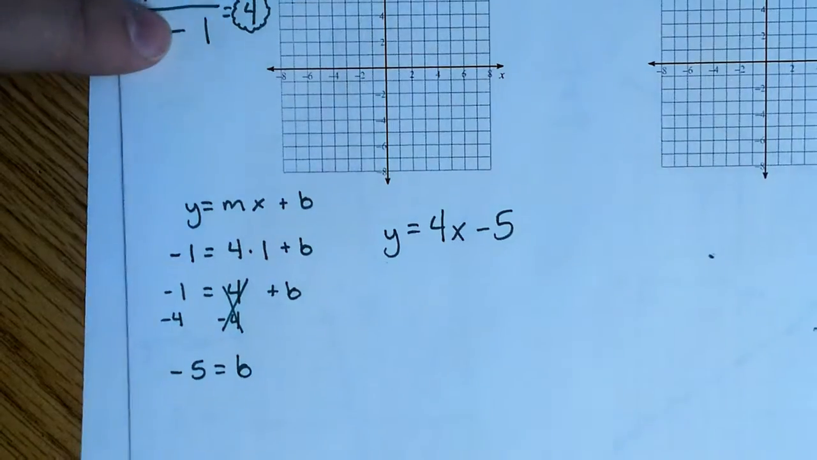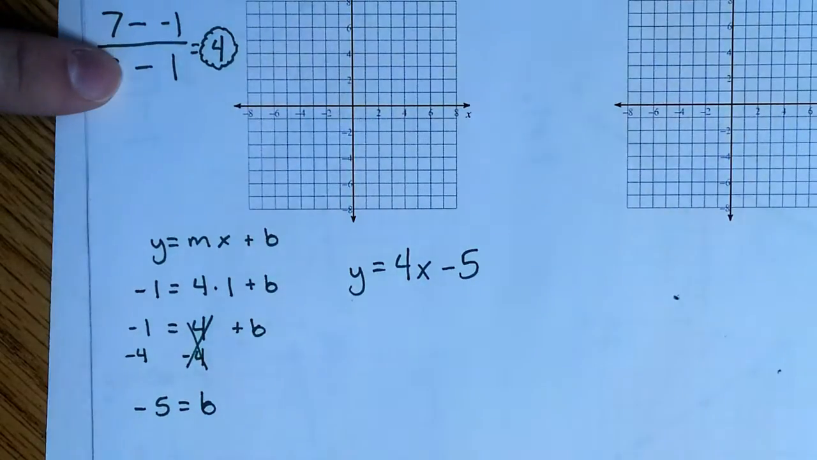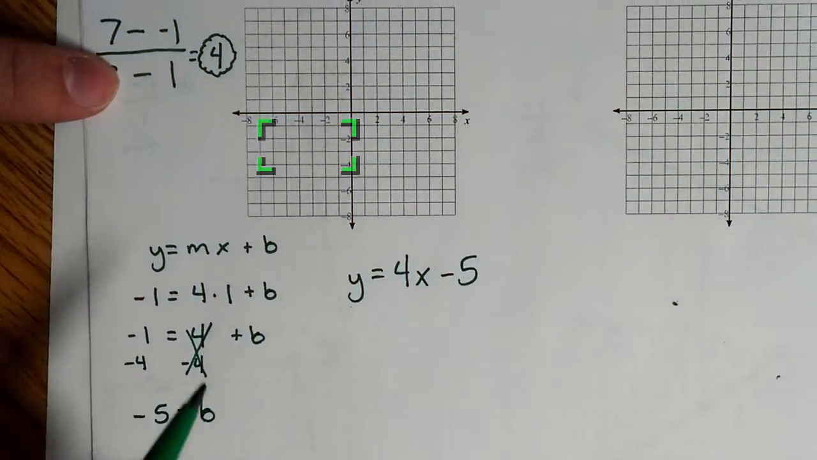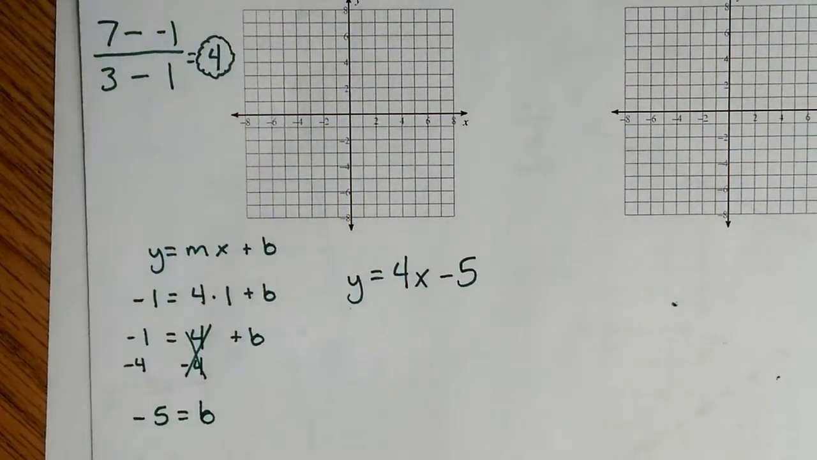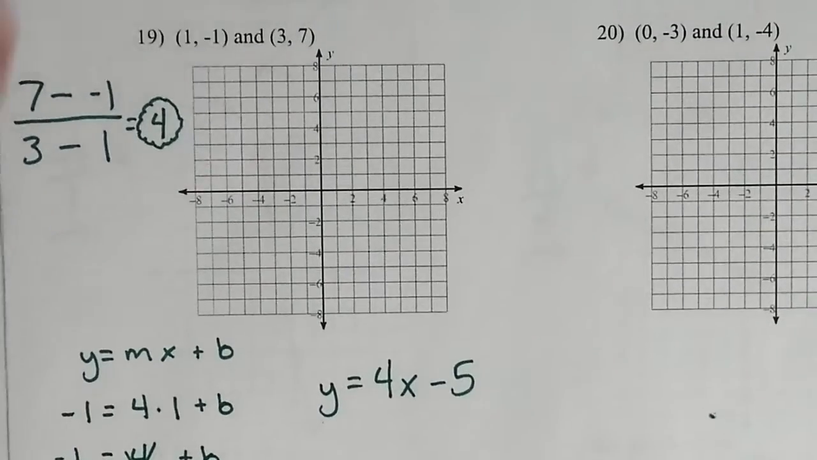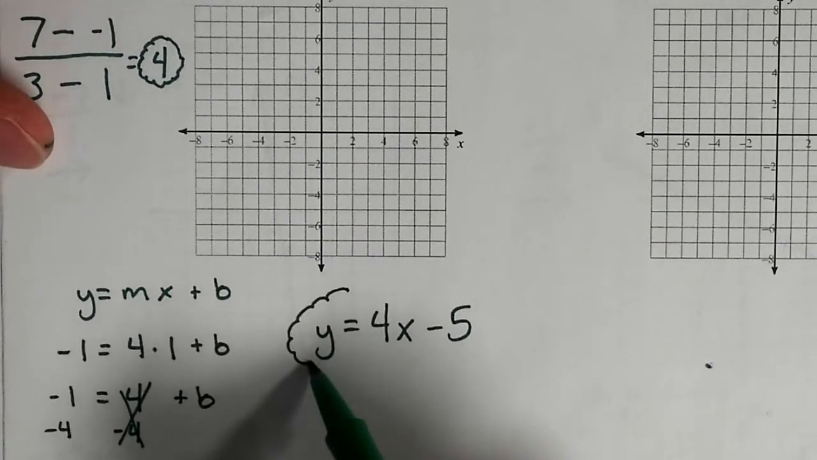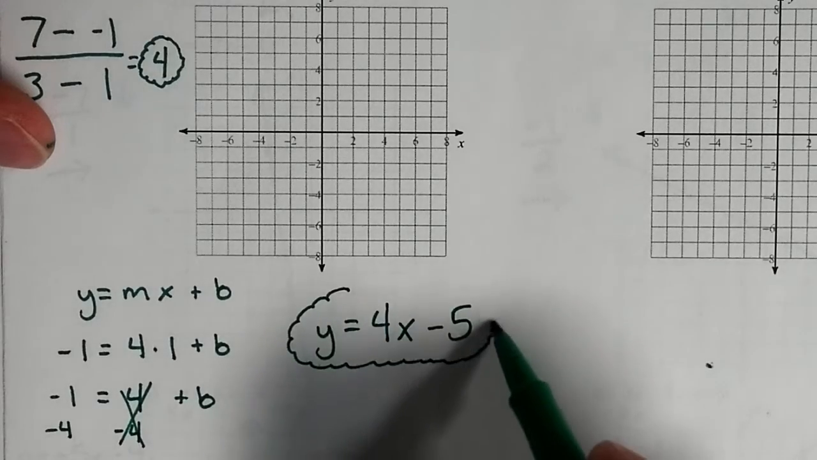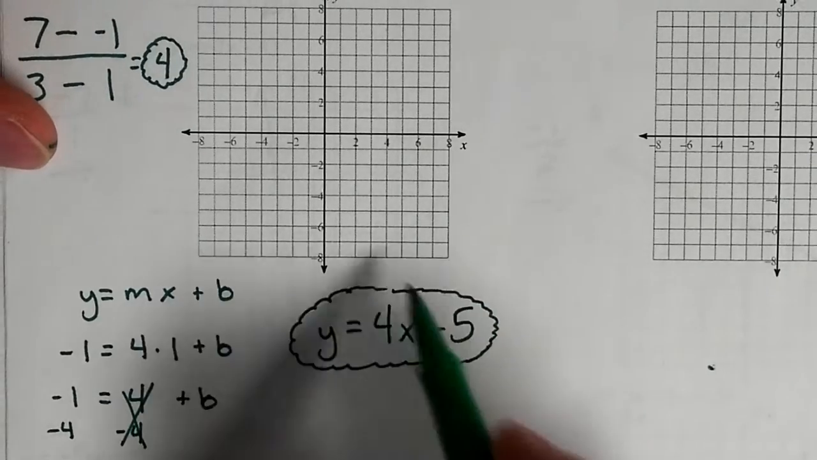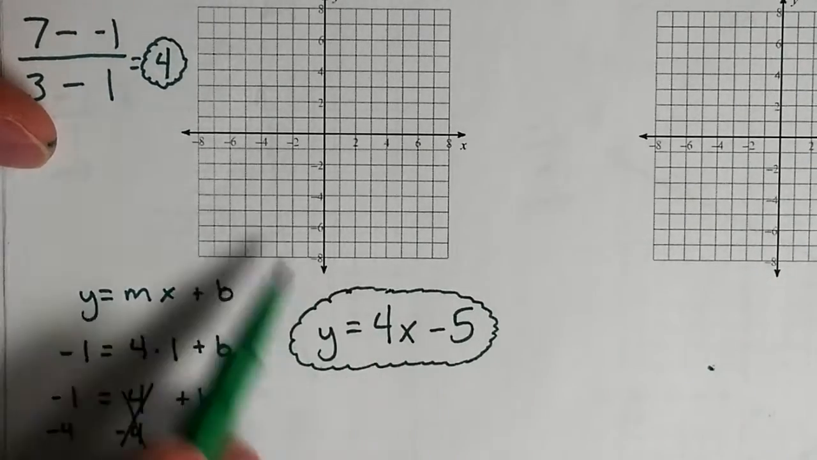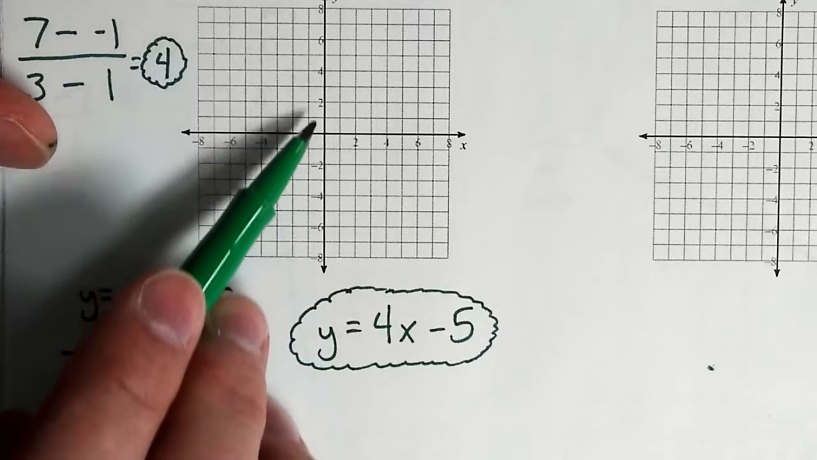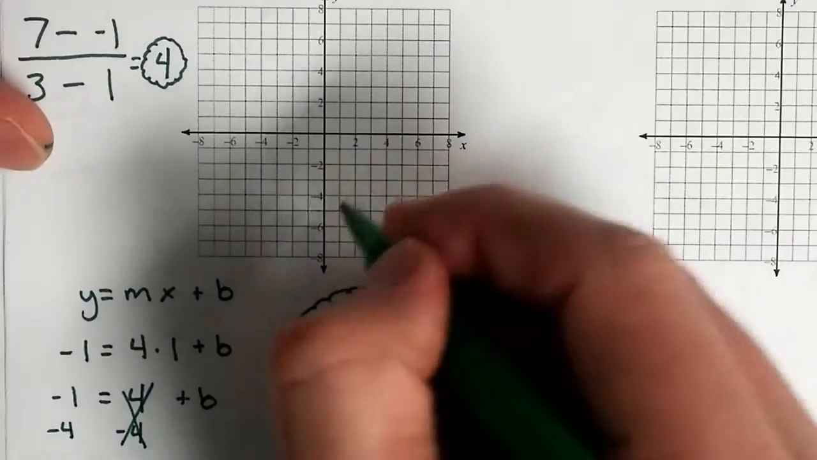All right, so where do we start on our graph? The graphing part is where people struggle the most. If this is our answer, where do we start? You start at negative 5. So on the y-axis, we go to negative 5 and we put a dot.